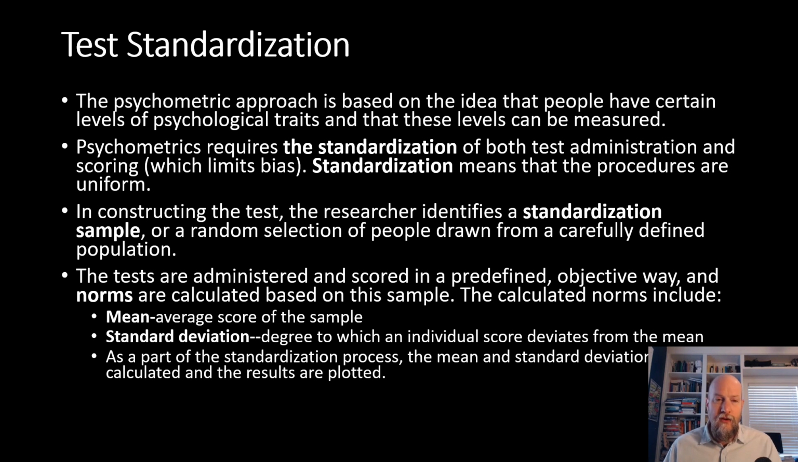So in constructing a test, the researcher first has to identify what's called a standardization sample. This is hopefully a large random selection of people that are drawn very carefully from a specifically defined population. And then the tests are administered and scored in a very predefined, objective way, and you establish what are called norms based on this sample. They can include things like the mean and the standard deviation.